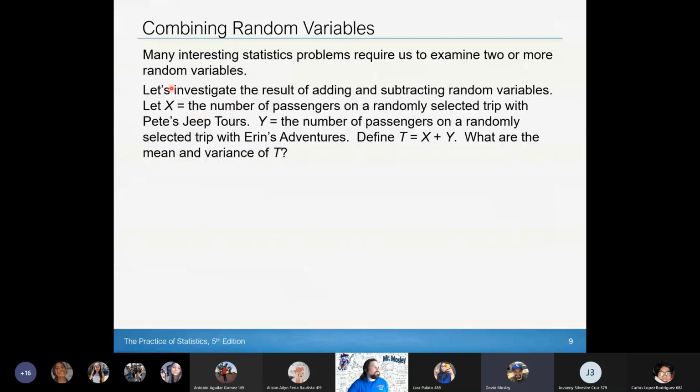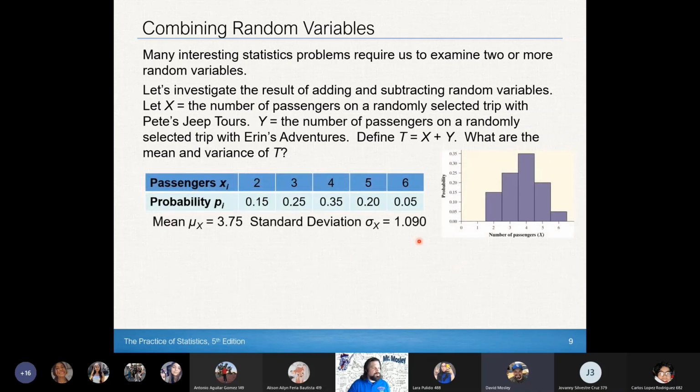All right. So, combining random variables. Many interesting statistical problems require us to examine two or more random variables. Let's investigate the result of adding and subtracting random variables. Right, so let x equal the number of passengers on a randomly selected trip with Pete's Jeep Tours, and y equal the number of passengers on a randomly selected trip with Aaron's Adventures. We'll define the random variable t to be equal to x plus y. What are the mean and variance of t?